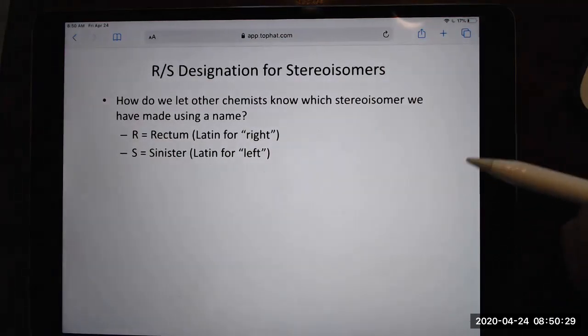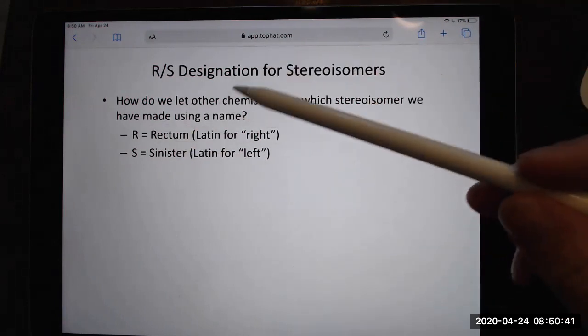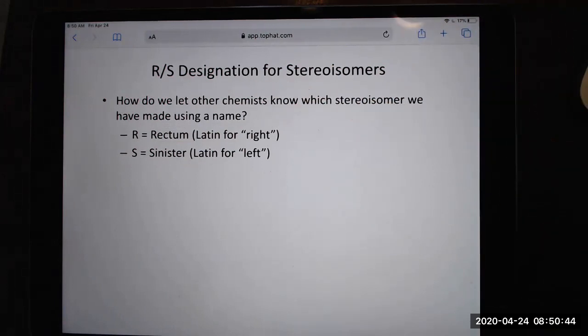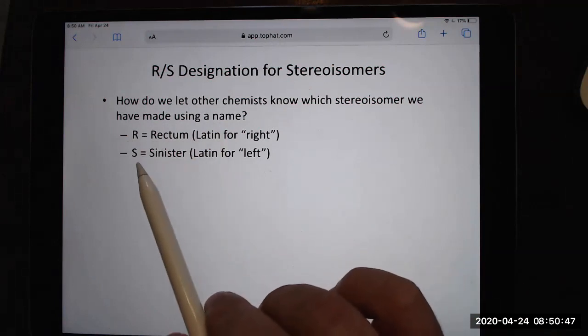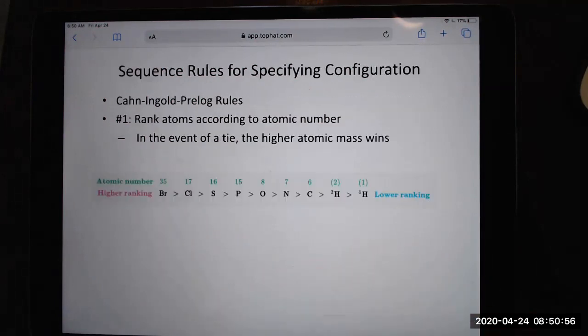Okay, once there is a chiral center, you have to be able to designate how the atoms are arranged in space. If they're arranged clockwise, or to the right, we use the R designation. If they're arranged counterclockwise, or to the left, we use the sinister, or S, designation. So how do we figure out how the atoms go around? Well, we have to set priorities: highest priority, then 2, then 3, and then 4 being the lowest priority.